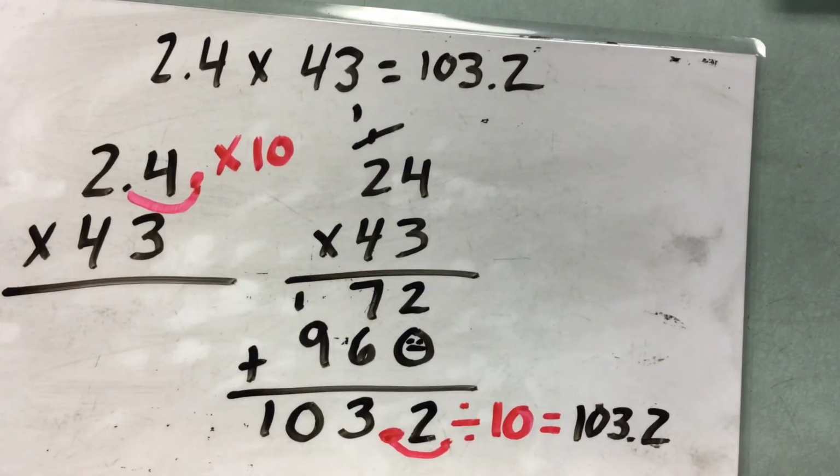And if you think back to the first problem, we estimated by rounding the factors, and we found that our estimate should be about 80. So 103, that's pretty close to 80, so our answer is reasonable, so we can assume that we're correct.